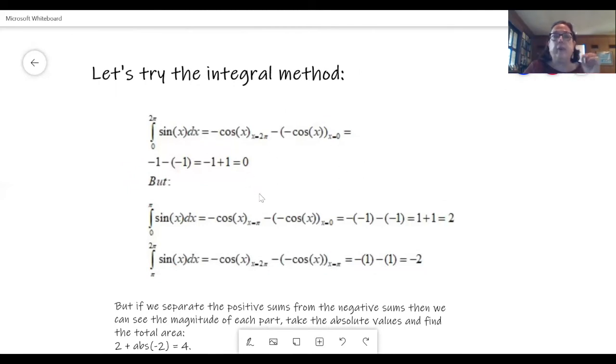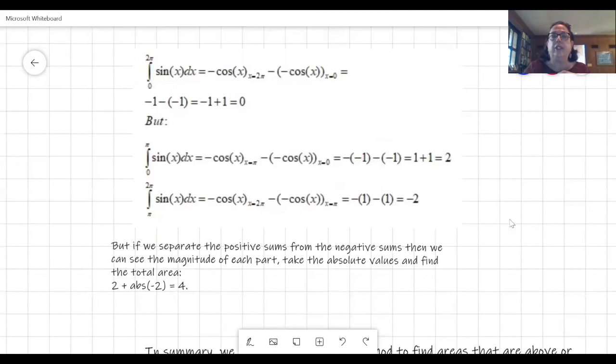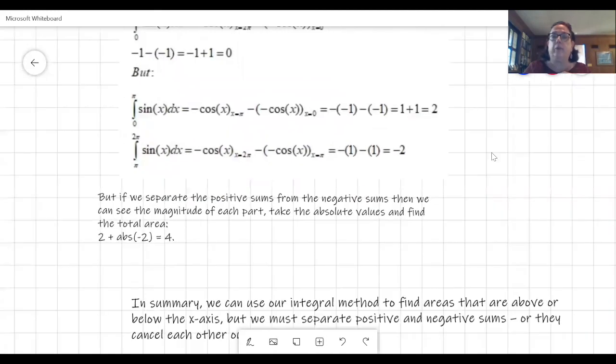But if we separate it into two integrals, just the positive from 0 to pi, and just the negative from pi to 2 pi, we get the antiderivative, plug it in, take the difference, and we get positive 2 for the positive area and negative 2 for the negative area. Instead of adding these together and getting 0, we add together their absolute values. So we get the total area is 4.